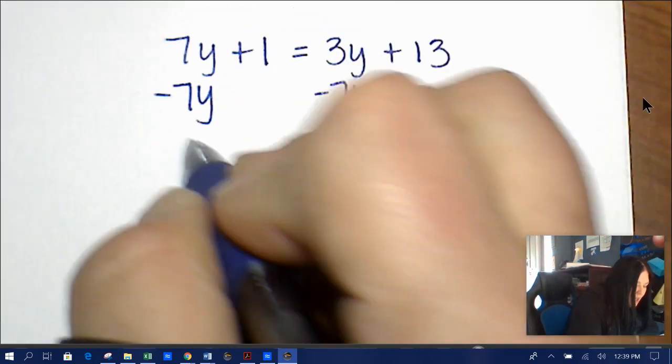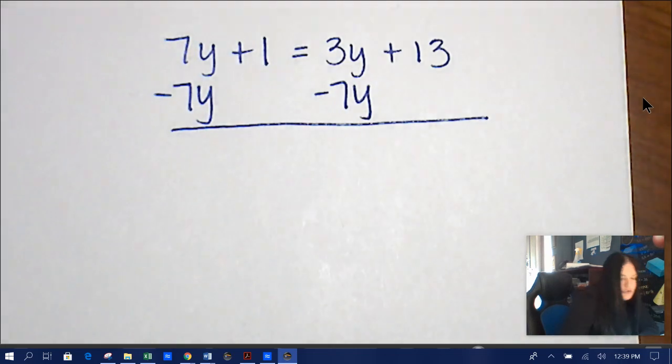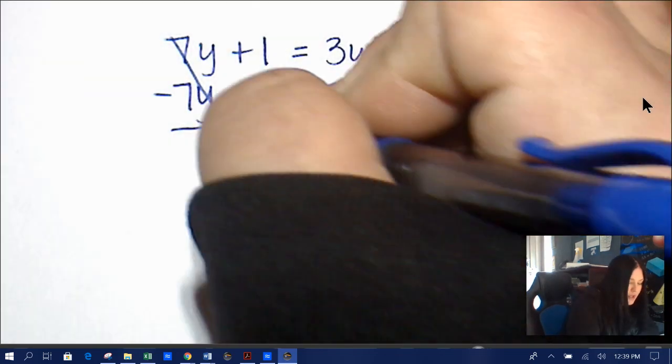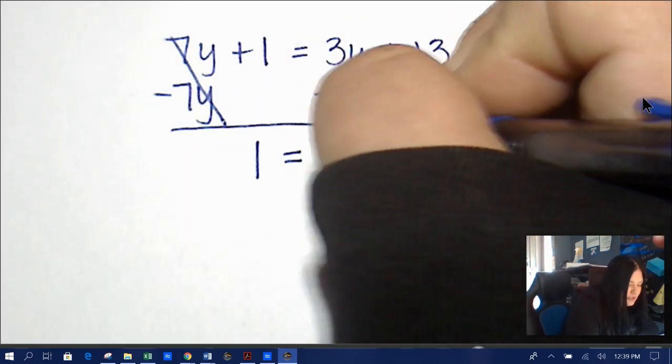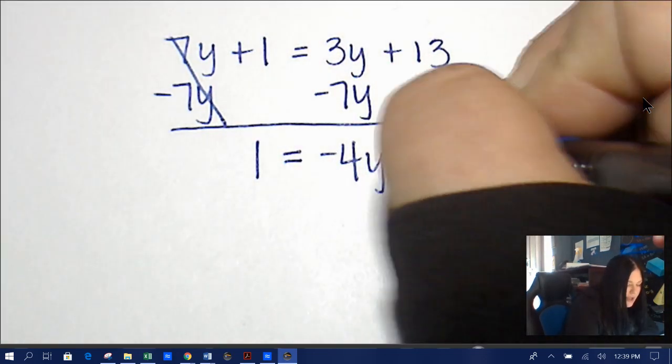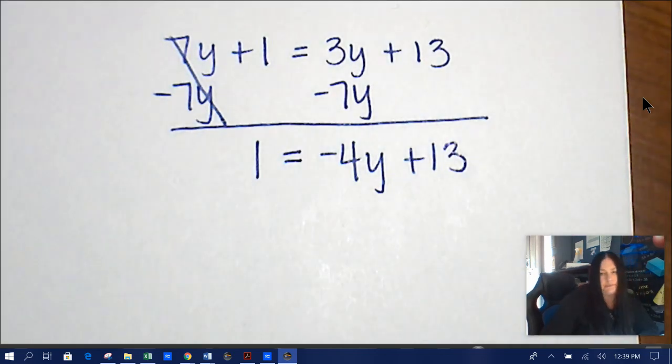The opposite of positive 7y is negative 7y. And remember, whatever you do to one side, you do to the other. Y's go with y's. Now you want to go left to right. The 7y's cancel. Then there's a 1. Then there's an equal. Then there's math to do. 3 minus 7 is negative 4y. And then you copy the plus 13.